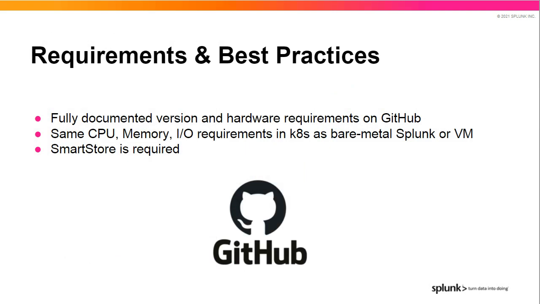So for requirements and best practices, we've fully documented the version requirements and hardware requirements on our GitHub page. It looks very similar to a non-Kubernetes Splunk environment, either running on VMs or bare metal, when it comes down to CPU, vCPU counts, and memory requirements. We do require the SmartStore feature because that makes the scale up, scale down operation at the indexing tier a lot more efficient when we don't have to move as much storage around.